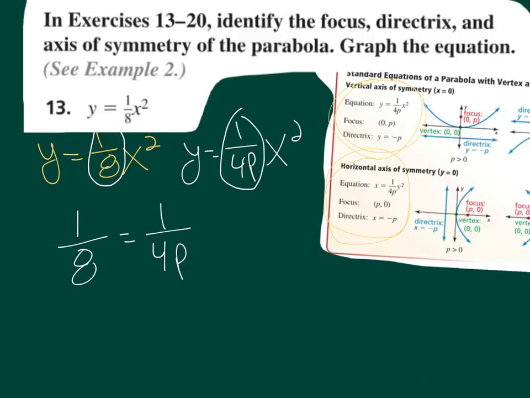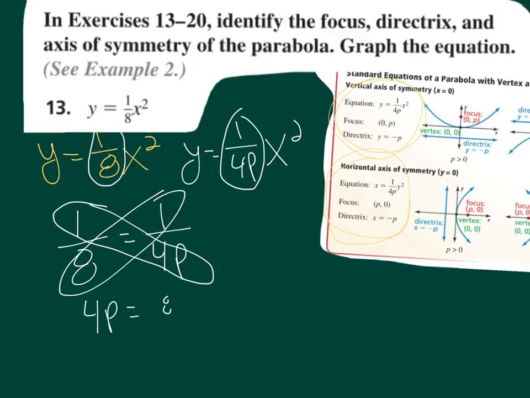Now, this one's probably easy. You probably do it in your head once you see it, but what I'll do is just cross multiply. So you get 4p equals 8, and you divide by 4, and you should have p equals 2. So our p value is 2. If you notice, if I took this p right here and plugged it back in up here, you would get your 1/8. So I know that the p has to be 2.